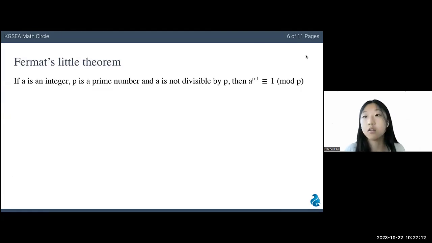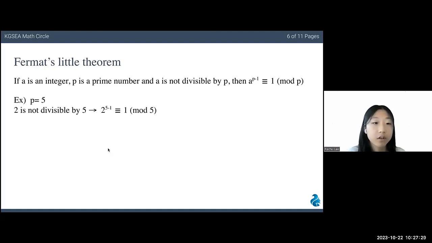And the second interesting number theory topic is Fermat's Little Theorem. This reads: if A is an integer, P is a prime number, and A is not divisible by P, then A to the power of P minus 1 is equivalent to 1 mod P. So for example, if we say that P is 5, then because 2 is not divisible by 5, 2 to the power of 5 minus 1, which equals 2 to the power of 4, is equivalent to 1 mod 5.